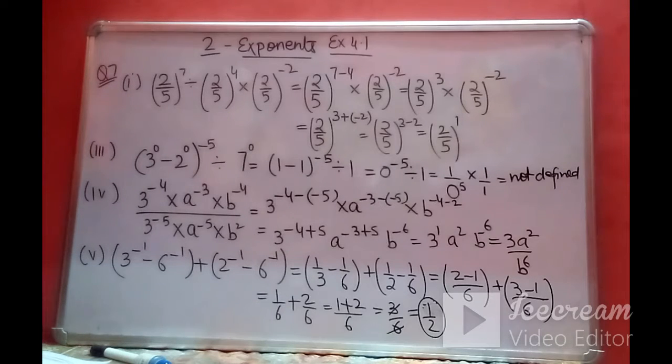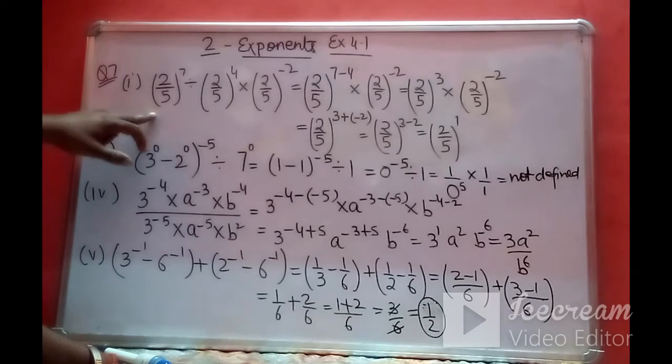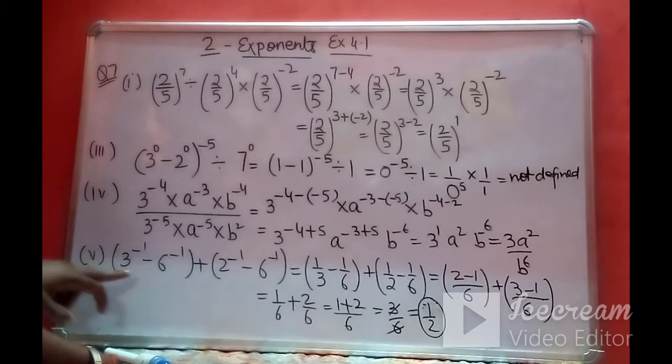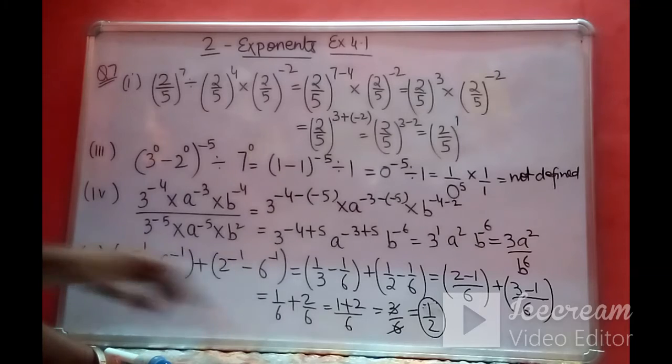Okay, so these are the 4 different types of questions in which we have used different properties. Here we have used the division and product rule. Here we have used the concept that anything raised to the power 0 is 1. Here again we have used the division rule, but this is written in terms of fractions, and here we have converted this minus 1 power into the reciprocal of the number.